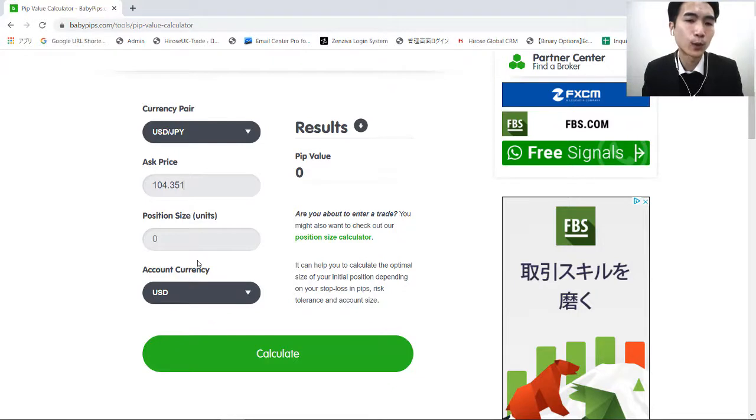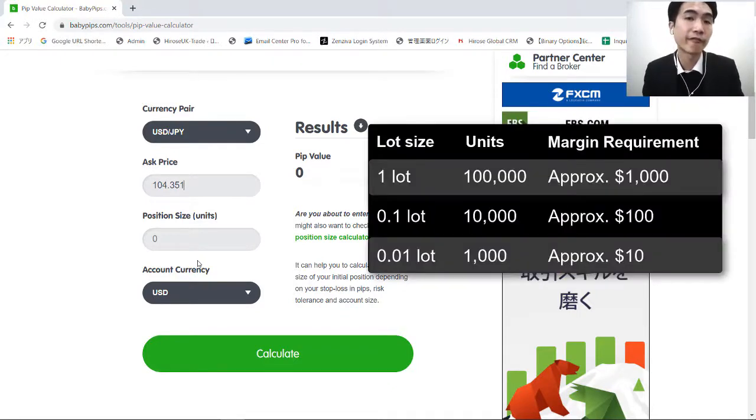Next, we move on to the position size. That's the unit, the trade volume that we talked about just now. Let's say I want to trade one lot. One lot, as I mentioned just now, is 100,000 units. So I will enter 100,000 here.